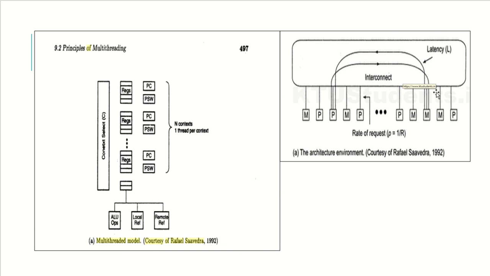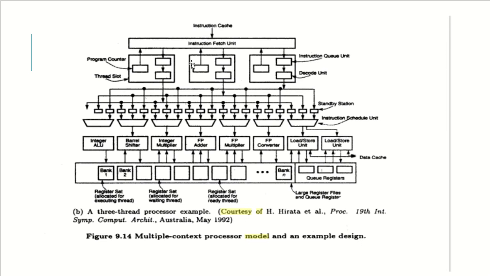Okay, so the rate of request will normally be 1 divided by R. This is also proposed in continuation with the same model, also proposed by Rafael Saavedra. This is an example of a three-thread processor, which means it can have a maximum of 3 threads at the same time. This was proposed by H. Hirata et al. in a conference conducted in 1992. So this is just an example model and an example design.